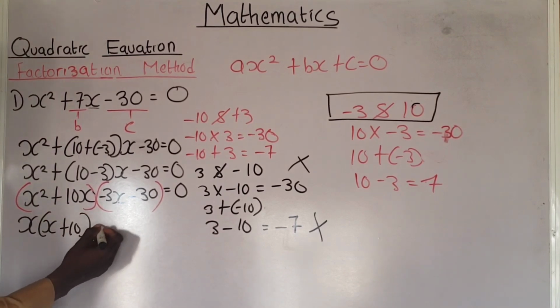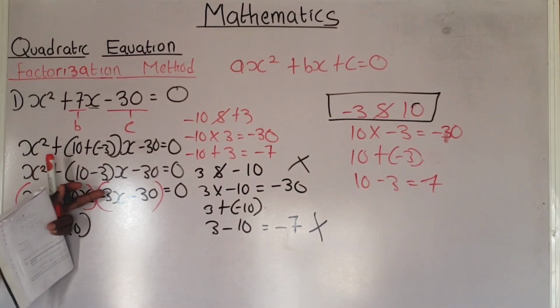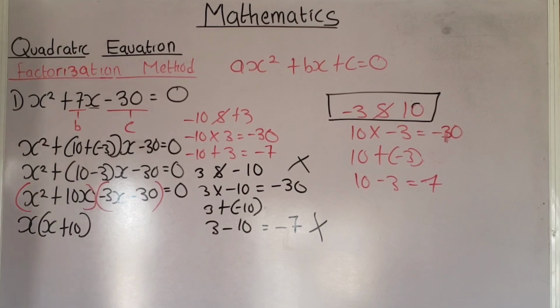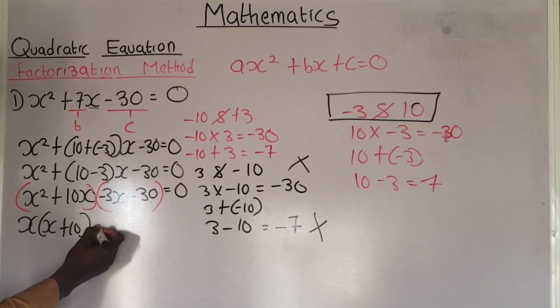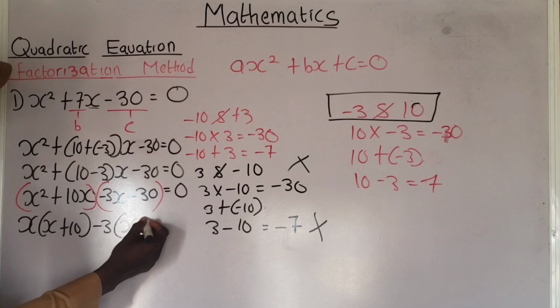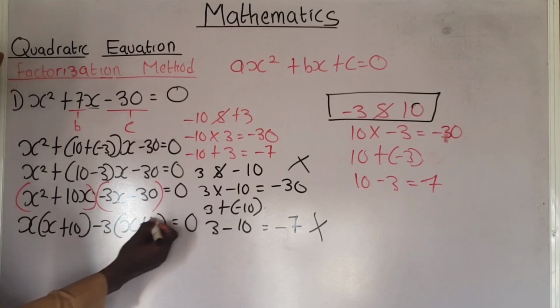You understand? Now, what is the common factor between negative 3x and negative 30? The common factor is negative 3. So I'm going to have negative 3 into bracket x plus 10. This will be equal to 0.